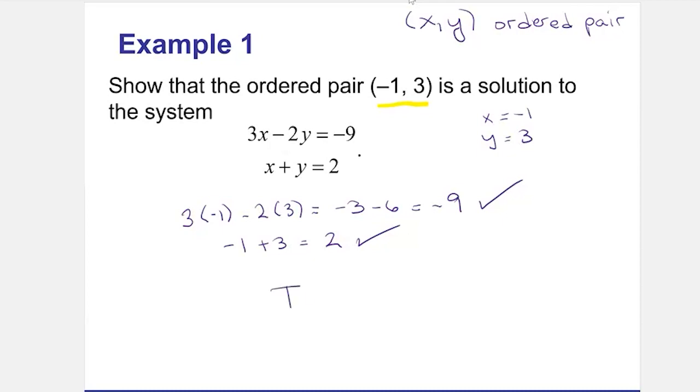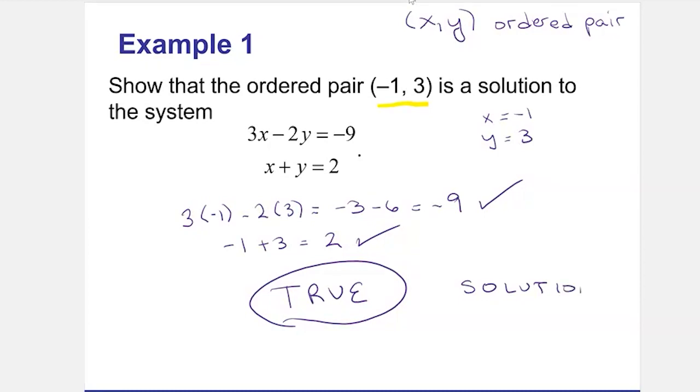So this is true, or this is a solution. However you want to state it, we know that this works, okay? I'm going to get to what this means in a little bit. Actually, I feel like I'd like to start with, let's just keep going.